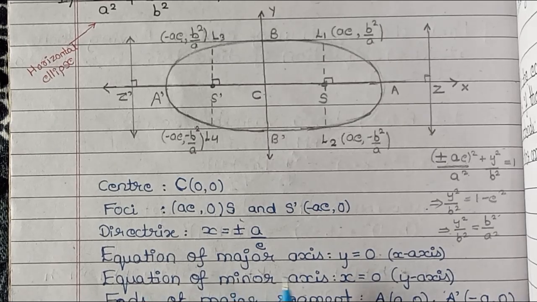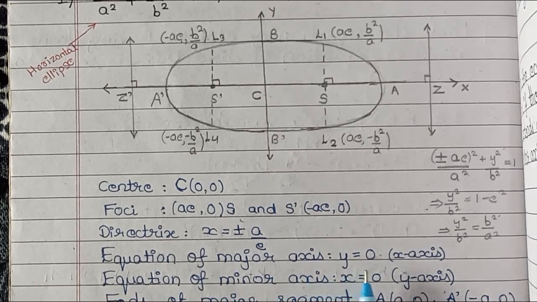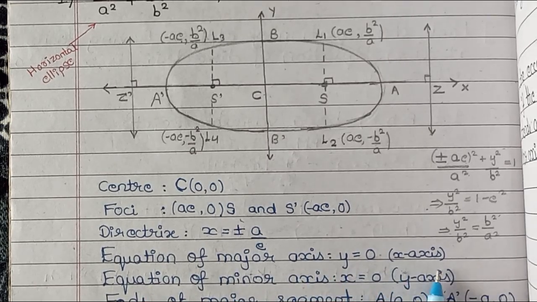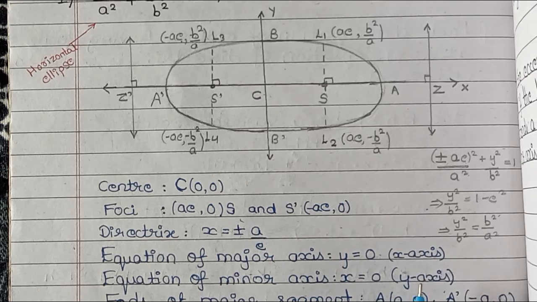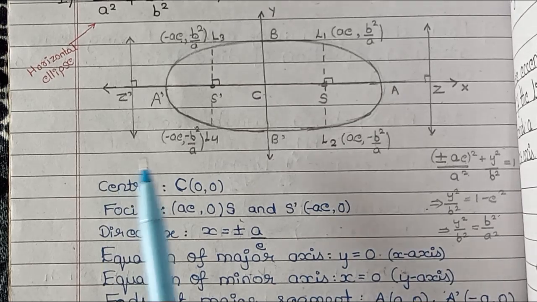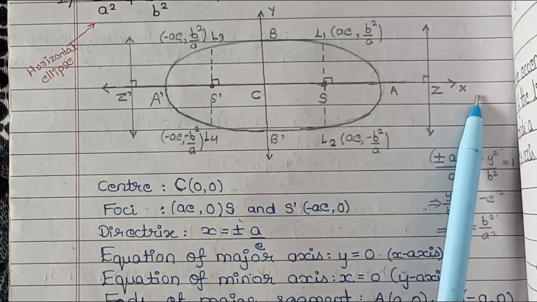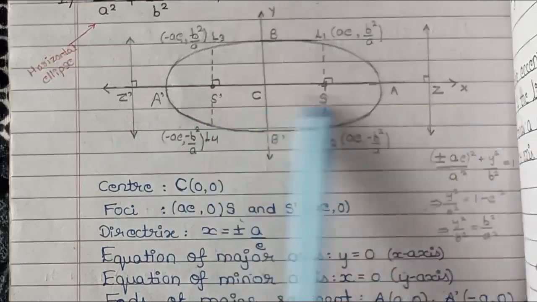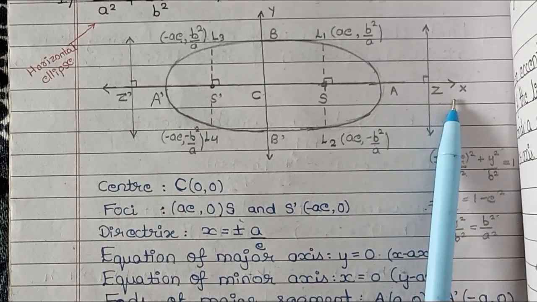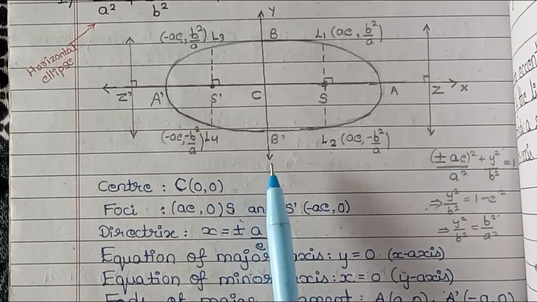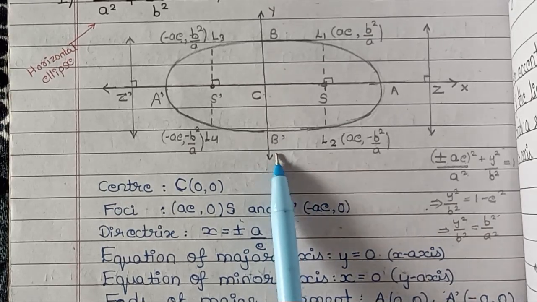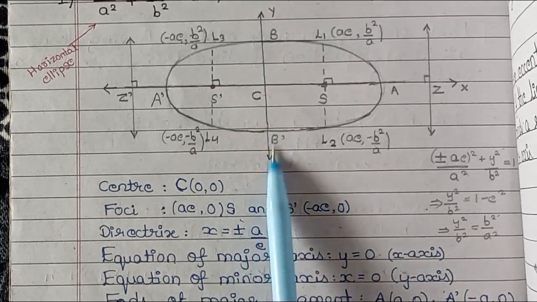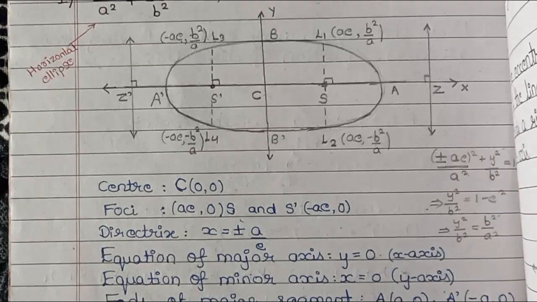The equation of the major axis is y is equal to 0, it means the x-axis. In case of a horizontal ellipse, we know that the x-axis is y is equal to 0 and this axis is called the major axis. Similarly, for x is equal to 0, the y-axis, we say that this is the minor axis.